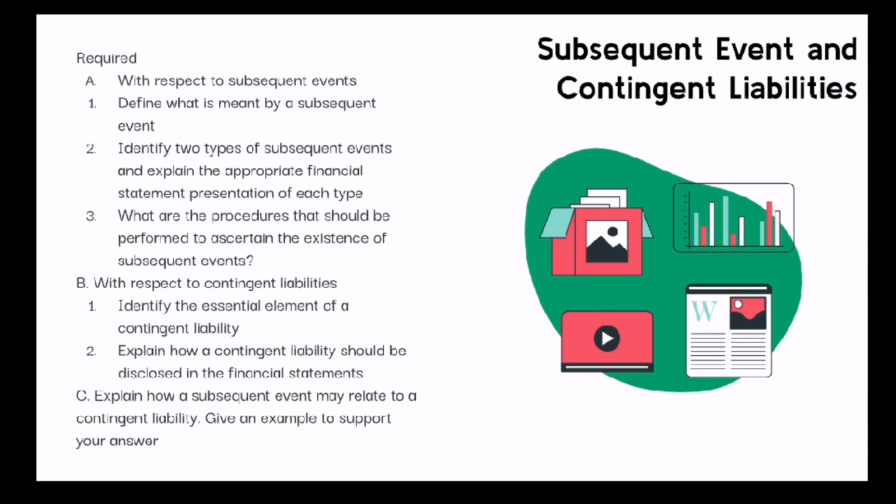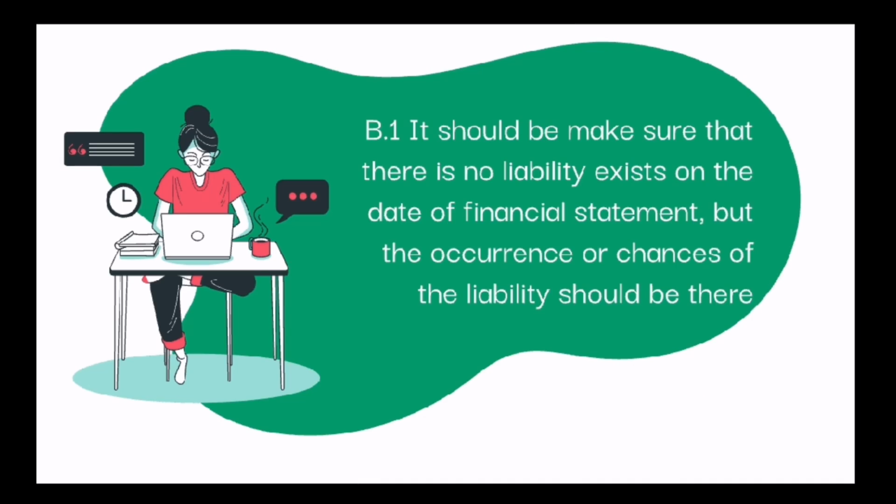So first, let's identify the essential element of a contingent liability and explain how a contingent liability should be disclosed in the financial statements. So ano ba ang element ng isang contingent liability? Isa lang naman, it should be make sure that there is no liability exists on the date of financial statement, but the occurrence or chances of the liability should be there. So, ang contingent liability, basically, hindi pa natin alam kung mangyayari siya, pero may possibility in the future. It's either because of a condition or an agreement.